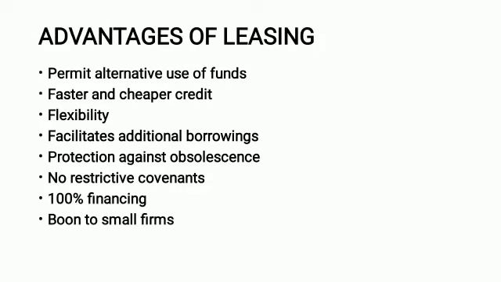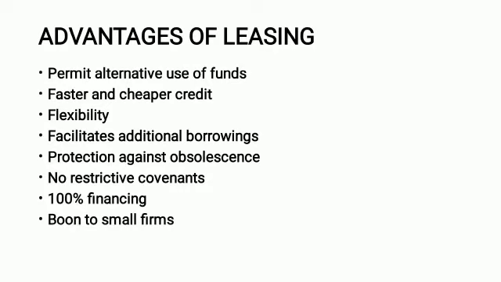The next advantage is protection against obsolescence. A firm can avoid the risk of obsolescence by entering into an operating lease agreement. This is highly useful in respect of assets that become obsolete at a faster rate. The next advantage of leasing is no restrictive covenants. Under leasing, the restrictive covenants such as debt equity ratio, declaration of dividend, etc., which are usually imposed under debenture or loan agreements, are absolutely absent in a lease agreement.